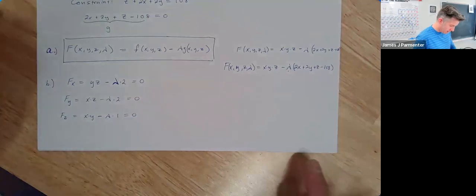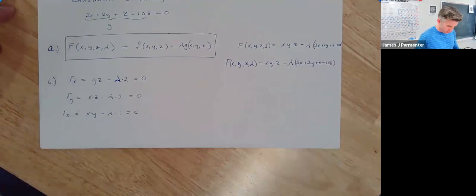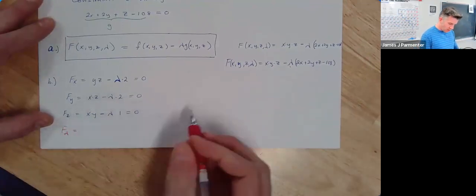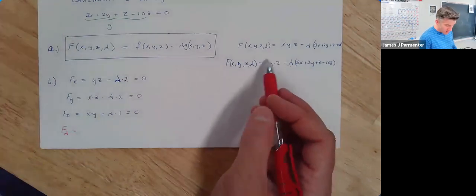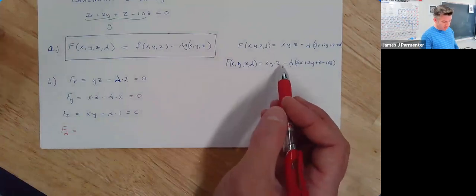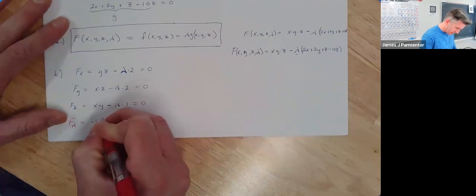And finally, now here's the thing you don't actually need to write, but you can if you want. I'm going to write it in red. F_lambda is going to equal, well, the derivative of x, y, z with respect to lambda is just 0. And whatever you have here, there's not ever going to be any lambdas, it's always going to be 0. And the derivative of negative lambda times some stuff is just going to be negative 1 times that stuff.